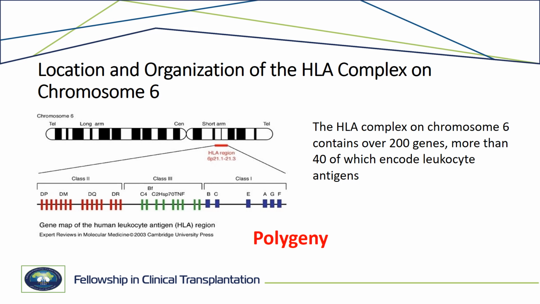The first characteristic feature of HLA that I would like you to know is polygeny. Poly means several and gene means genes. That means it's formed of several different genes. The HLA gene complex resides on a 3 million base pair stretch on the chromosome 6 short arm. This stretch contains over 200 genes, 40 of which encode for the leukocyte antigen. As you can see in the figure, HLA class 1 genes are separated from HLA class 2 genes by the HLA class 3 area.